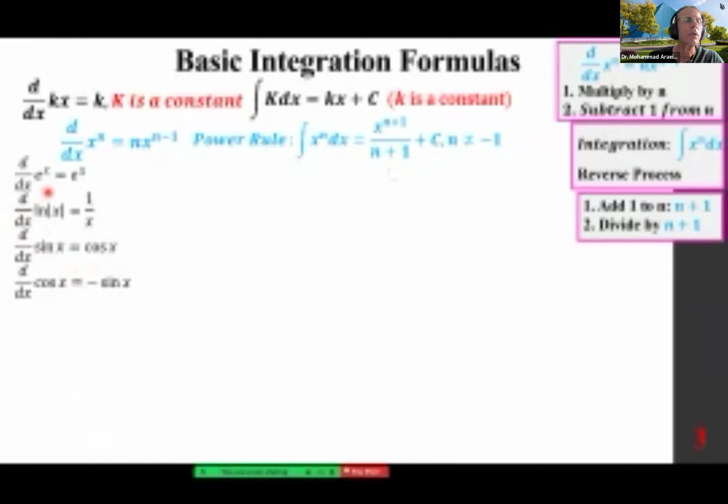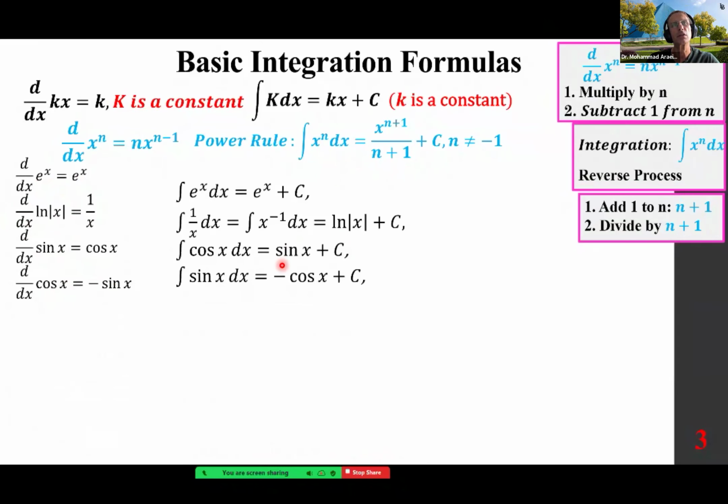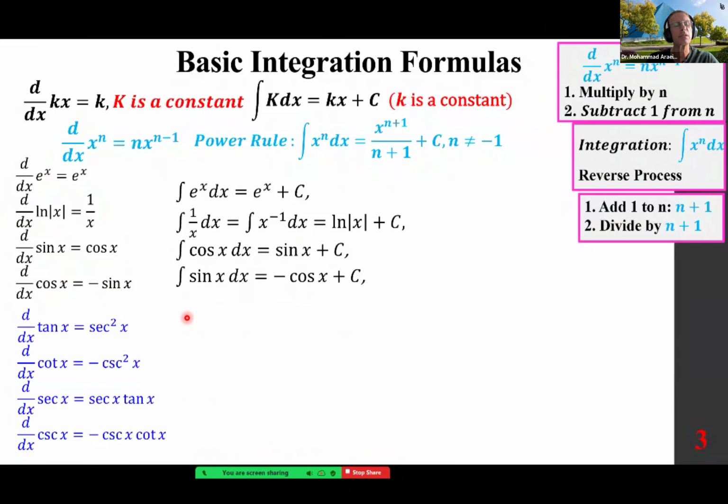If you look at this one, since the derivative of e to the power of x is e to the power of x, the integral of e to the power of x is e to the power of x and a constant. The integral of 1 over x is natural log and a constant. The integral of cosine is sine and a constant. The integral of sine is minus cosine and a constant, according to the differentiation. Here's the reverse process. The same thing happens here.